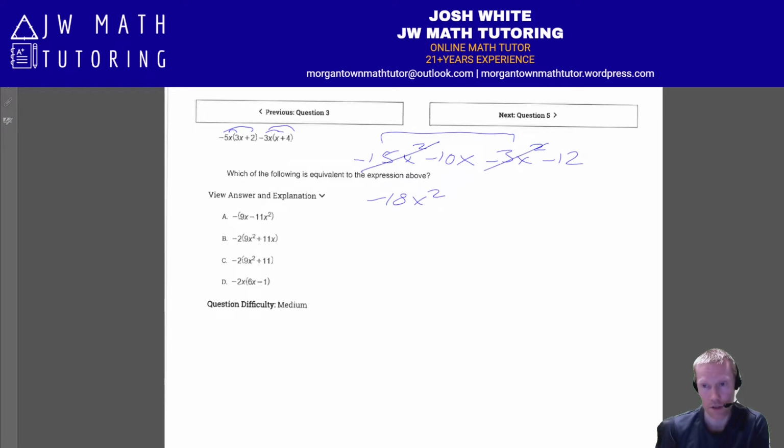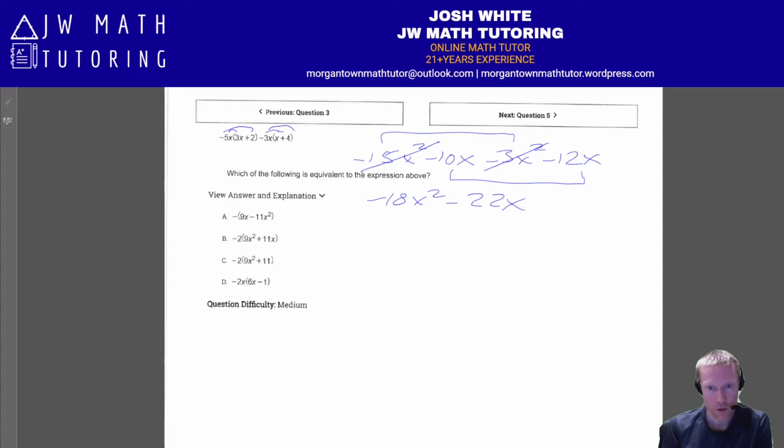Cross them out because they're done. Negative 10x minus 12. Oh, sorry, this should have an x on it. When I multiply negative 3x times 4, it should be negative 12x, not negative 12. So therefore, these two terms can combine, and we should get negative 22x. However, notice this is not one of the answer choices, and the reason is because technically they want you to factor this.